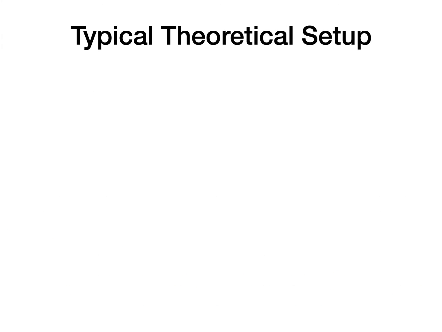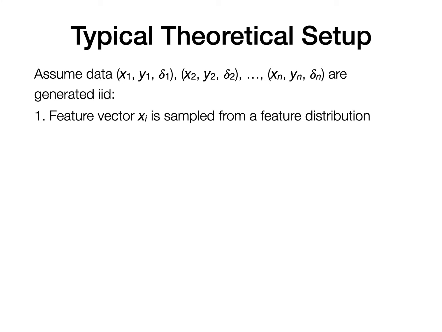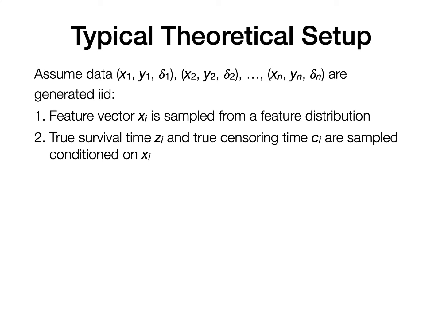Something else I'll briefly say is what the typical theoretical setup is. Just like with standard regression and classification theoretical analyses, we assume that the data are generated IID. But now it's a little bit more complicated because we have censoring. So a typical assumption is that each of the xi's are sampled from some feature distribution. This part would be the same as in classification and regression. However, the next thing that becomes different is we assume that we sample a true survival time Zi and a true censoring time Ci, and these are sampled in a way conditioned on Xi.